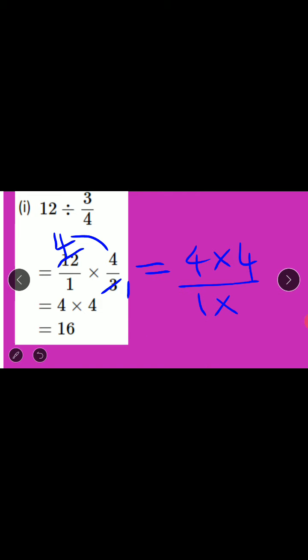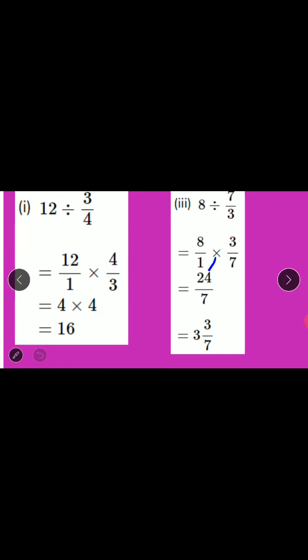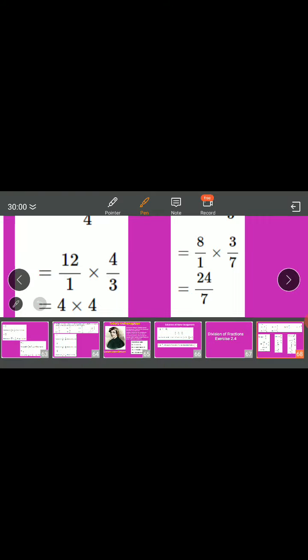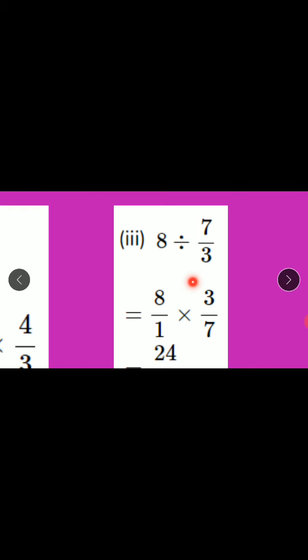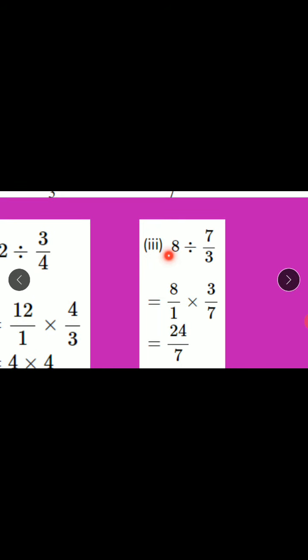Likewise, we can find the answer for the next question. Let's see the third question here. Again, here 8 is going to be divided by 7 by 3. So how do we divide the fractions? We keep the dividend as it is. Since it is a whole number, let's write the whole number in fractional form by placing the denominator 1. So 8 is becoming 8 by 1.